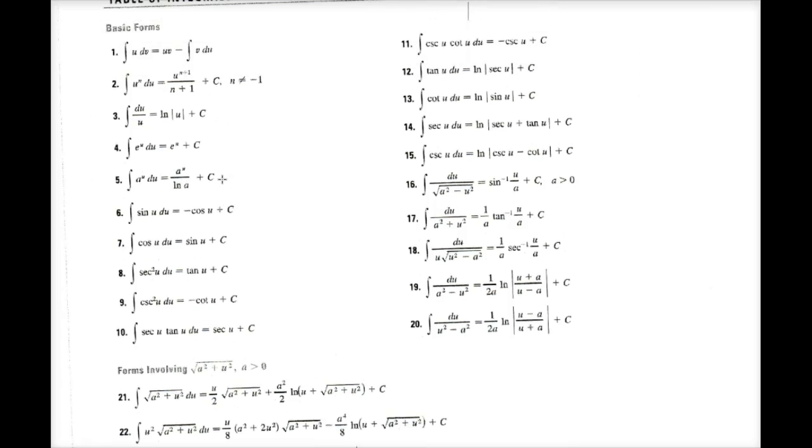But essentially here, if you know the derivatives of most of these functions, then you'll be able to produce the indefinite integrals as well.